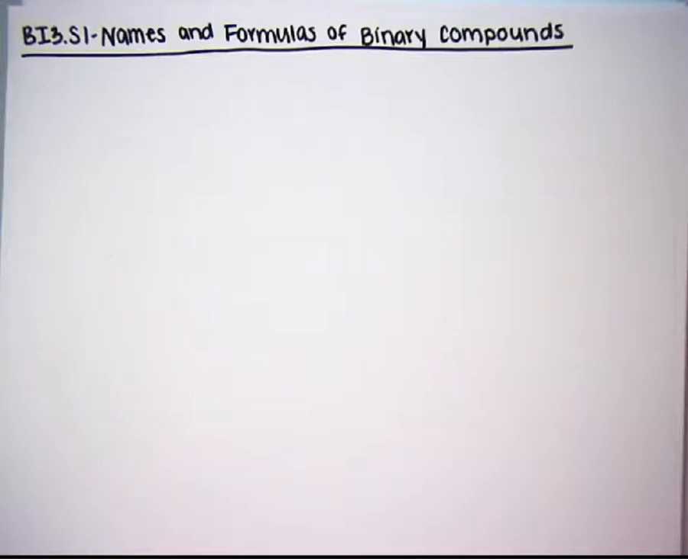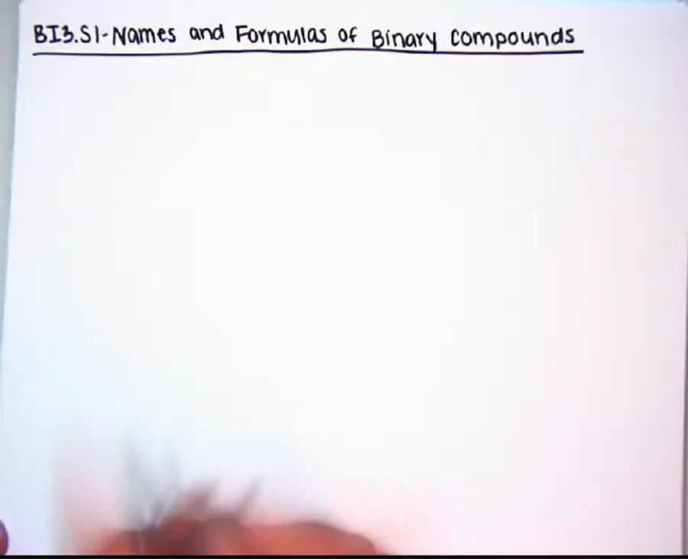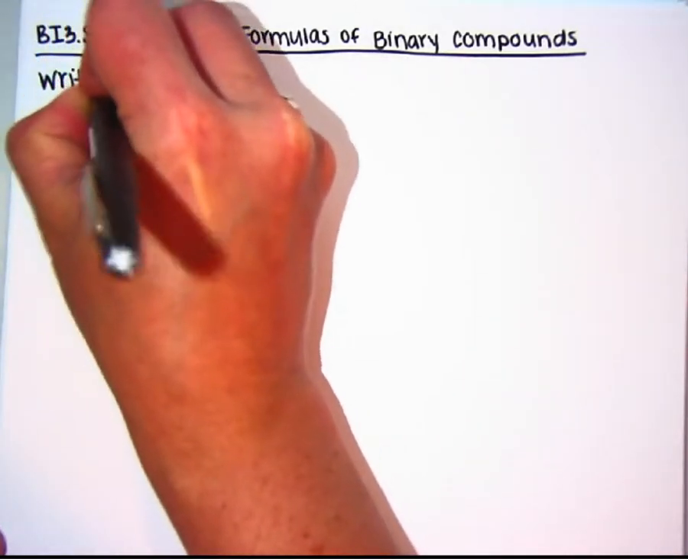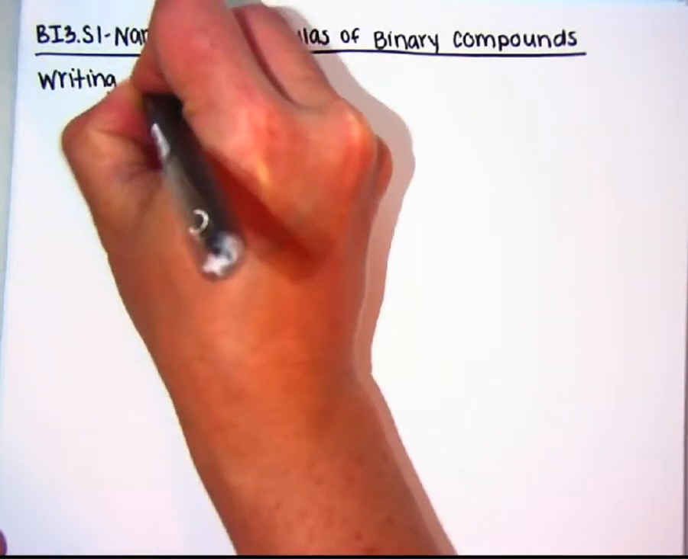In this lesson, we are going to learn how to write the names and formulas of ionic compounds, and specifically for this lecture, we're going to focus on binary compounds. So that prefix bi means two. So all of these compounds will have only two elements, like sodium chloride. It's made up of sodium and chlorine, two elements. So we're going to start by writing formulas, and then we'll go back and learn how to name them.